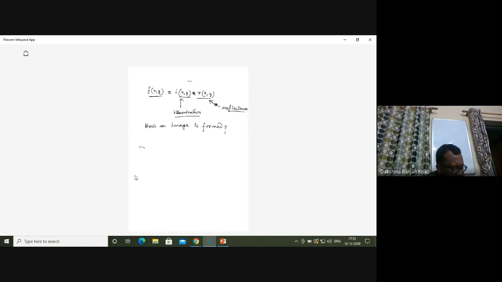Suppose there is a light source. This is our light source, and this is a cylindrical object. And this is a flat mirror. Now suppose we have a point P. Here we have an eye.